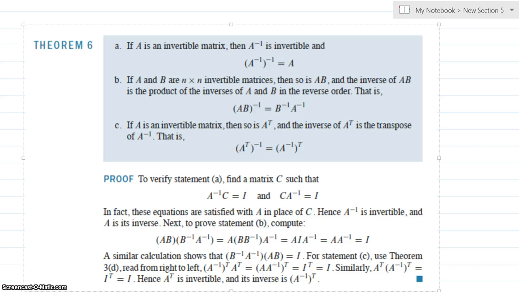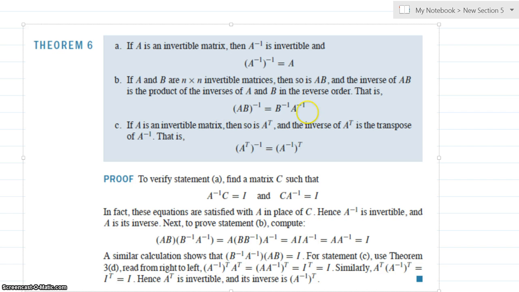And the last thing we're going to do is look at the theorem of properties on inverses. One is the inverse of the inverse is back to A. So (A inverse) inverse is A. If A is an invertible matrix, then A inverse is invertible. So to show that, this is what we need to show. A inverse times some matrix equals I, and the other way around. And this actually happens since A was invertible if we replace A by C.